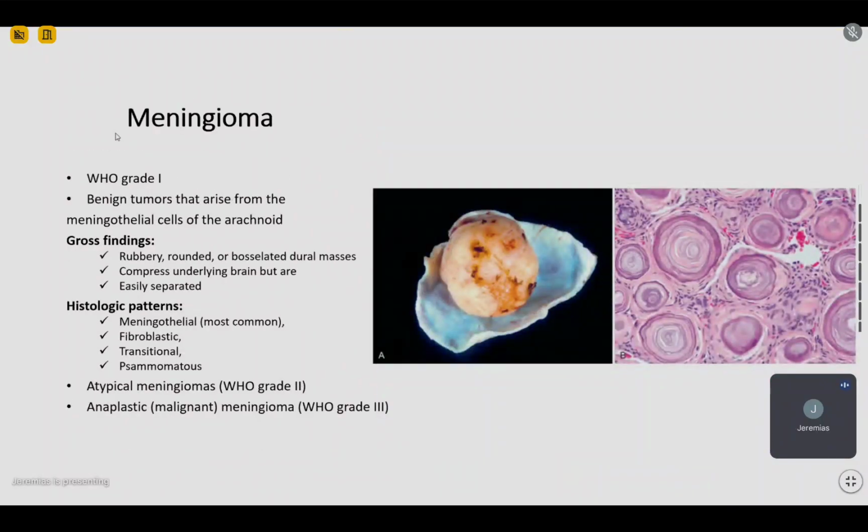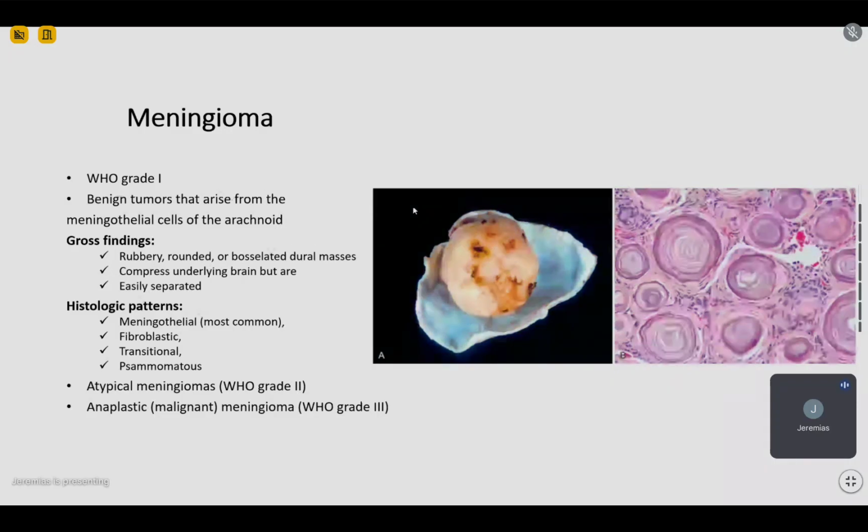We also have meningioma. Meningioma is from the word meninges. So it arises from the meninges, those 3 layers that cover the brain. So they usually arise not in the brain but on the meninges. Meningiomas are WHO grade 1. They are benign tumors. They are grossly rubbery, rounded, bosselated, and histologically there are many histologic patterns.